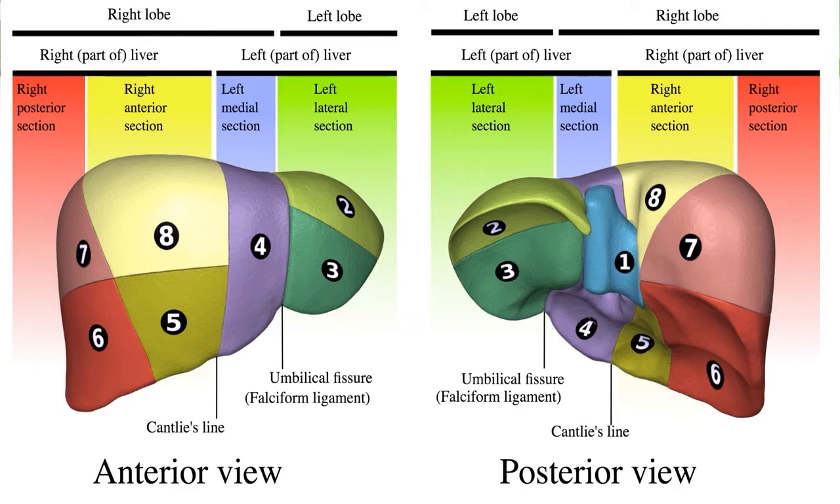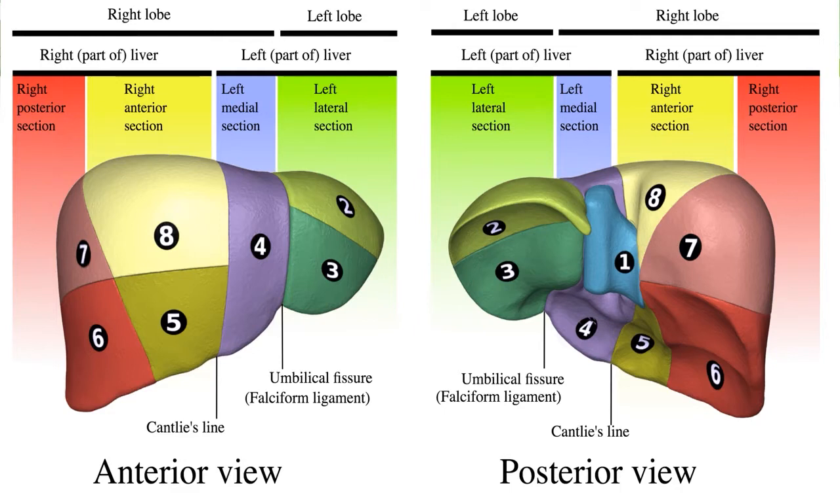Couinaud 4 can be subdivided into segment 4A and segment 4B. Segment 4A is cephalad and just below the diaphragm, spanning the segment 8 to the falciform ligament adjacent to the segment 2. Segment 4B is caudal and adjacent to the gallbladder fossa. Many anatomy books also refer to segment 4 as the quadrate lobe. Quadrate lobe is actually an outdated term, and the preferred term is segment 4 or the left medial segment. Most surgeons, however, still refer to segment 1 as the caudate lobe rather than segment 1.